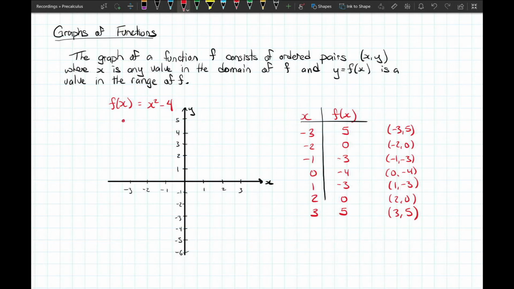Once we have all of our axes labeled with a scale, then we can put on all of the ordered pairs as points. Doing our best to draw a nice smooth line through these points, we can get a decent idea of what the shape of this graph must look like.